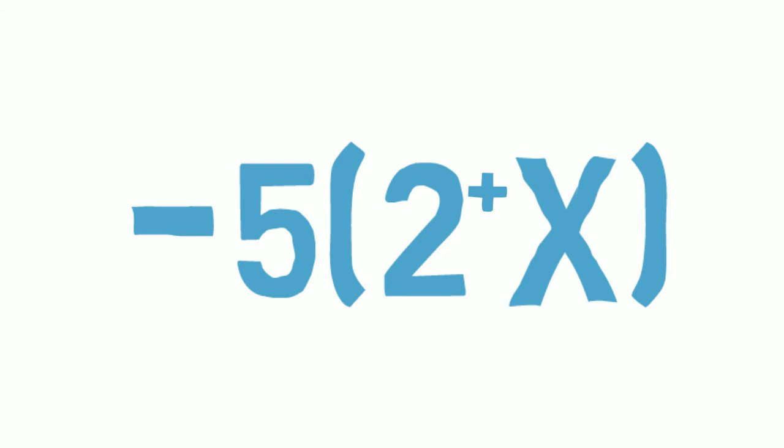Next one is going to be negative 5 times 2 plus x. So it's going to be negative 5 times 2 plus x. Give you guys just a little bit to work on that.